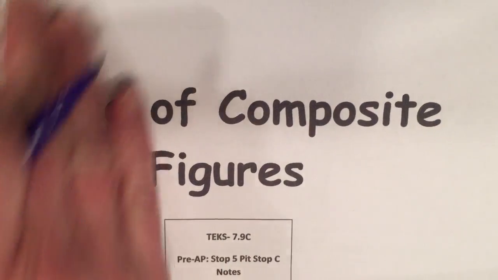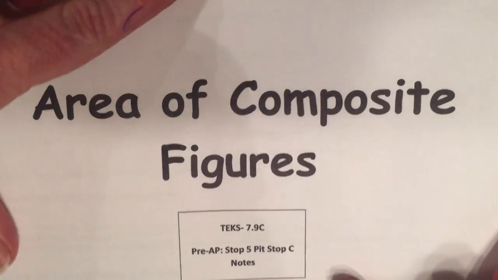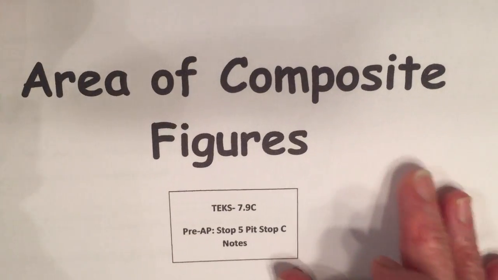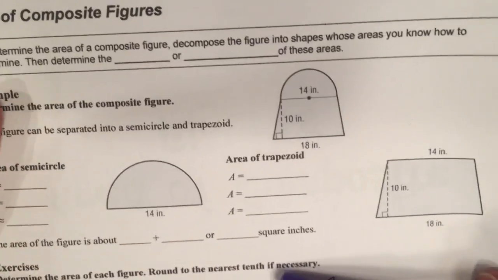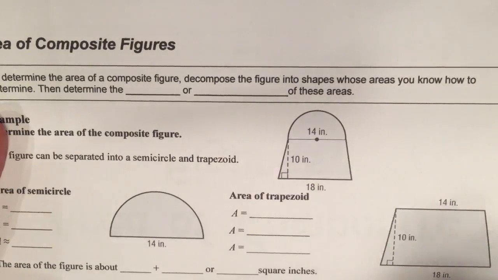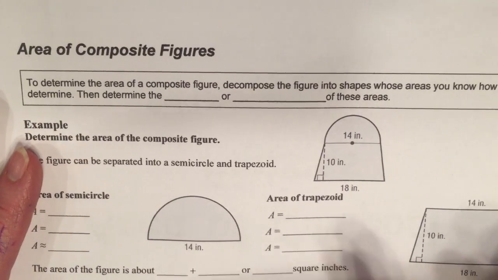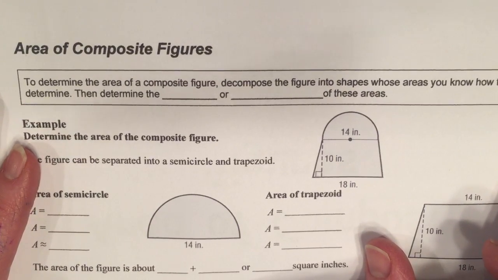This video is about how to find the area of composite figures. So what we really need to know first is what is a composite figure. Go ahead and open this up. A composite figure is just when you take multiple shapes and you put them together. It's composed of more than one figure basically.